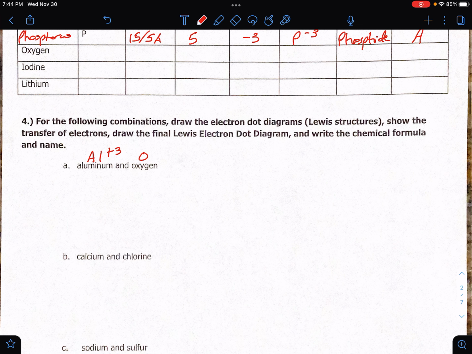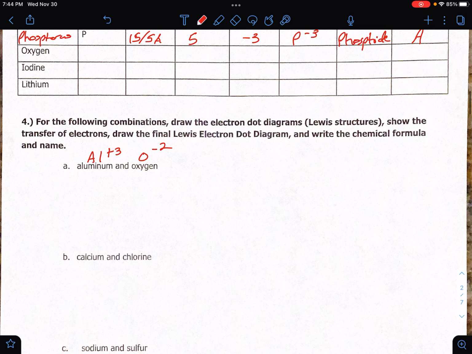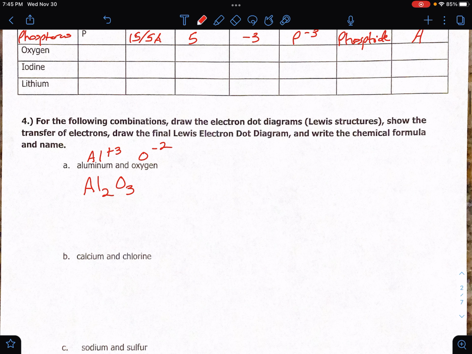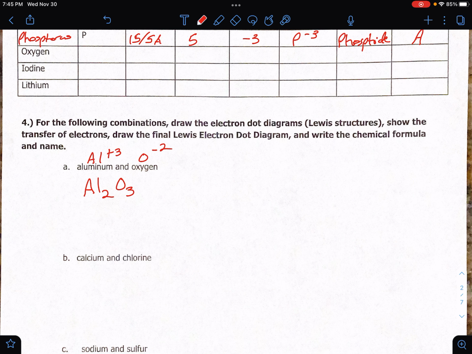Oxygen is O with a -2. If I were to put those together in a formula, I'm going to need 2 of these aluminums and 3 of these oxygens. I can take a minute and explain that. The whole goal is when you write a compound, it has to be balanced. That means you have to have the same positive number as you do the negative number. If you look at this, I have a +3 to -2. This is not balanced at all.